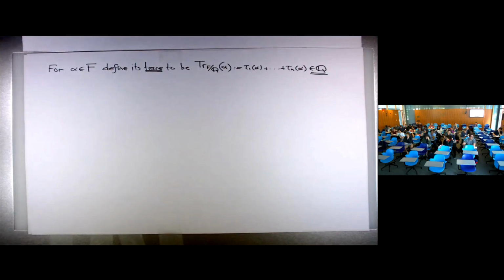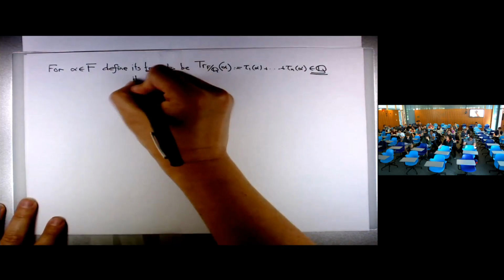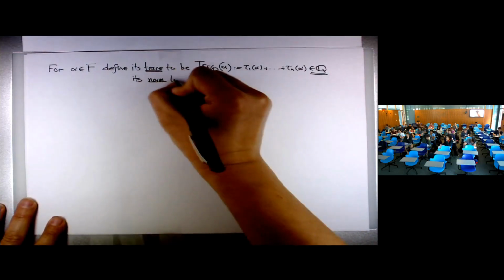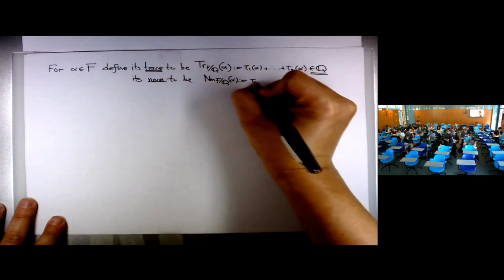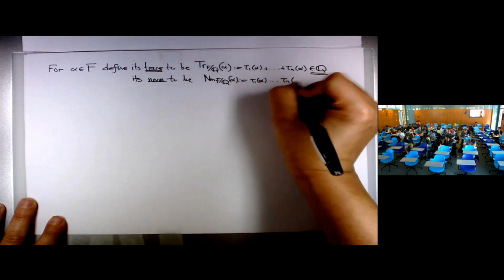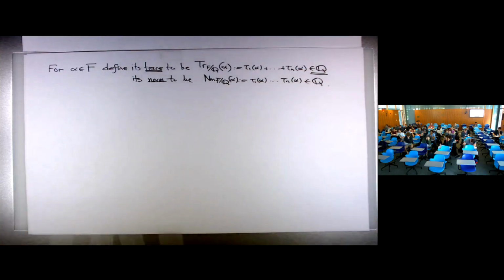So I have some exercise printed out here. You can also find it online if you want to get it later. In that exercise, I will tell you how to prove that the traces are actually in Q. Similarly, I can define its norm to be this, but instead of taking the sum, you take the product of these. Once again, this will live in Q.